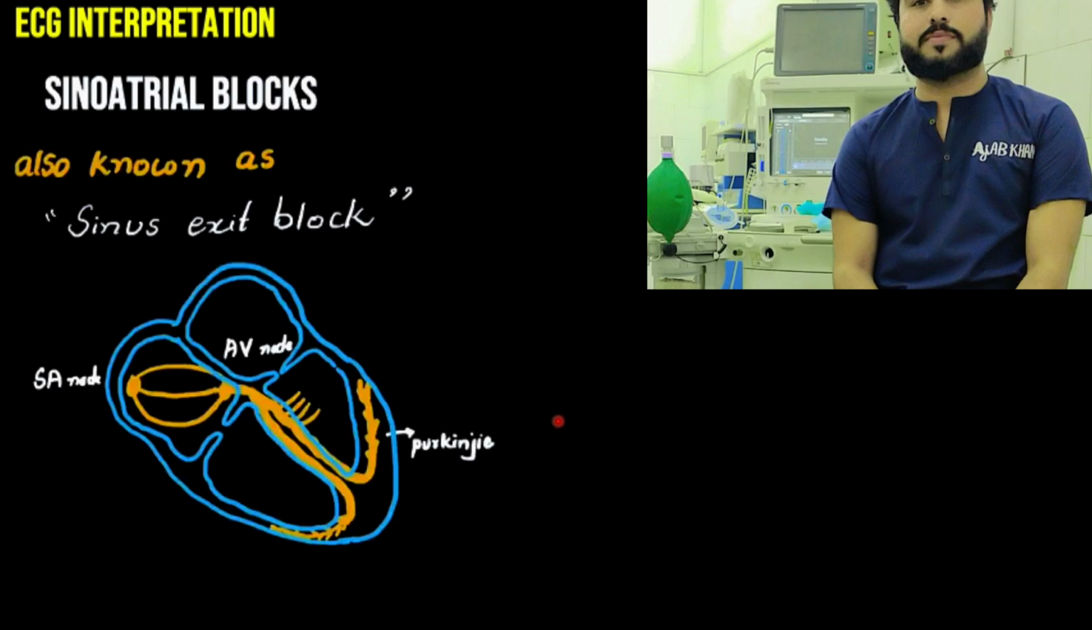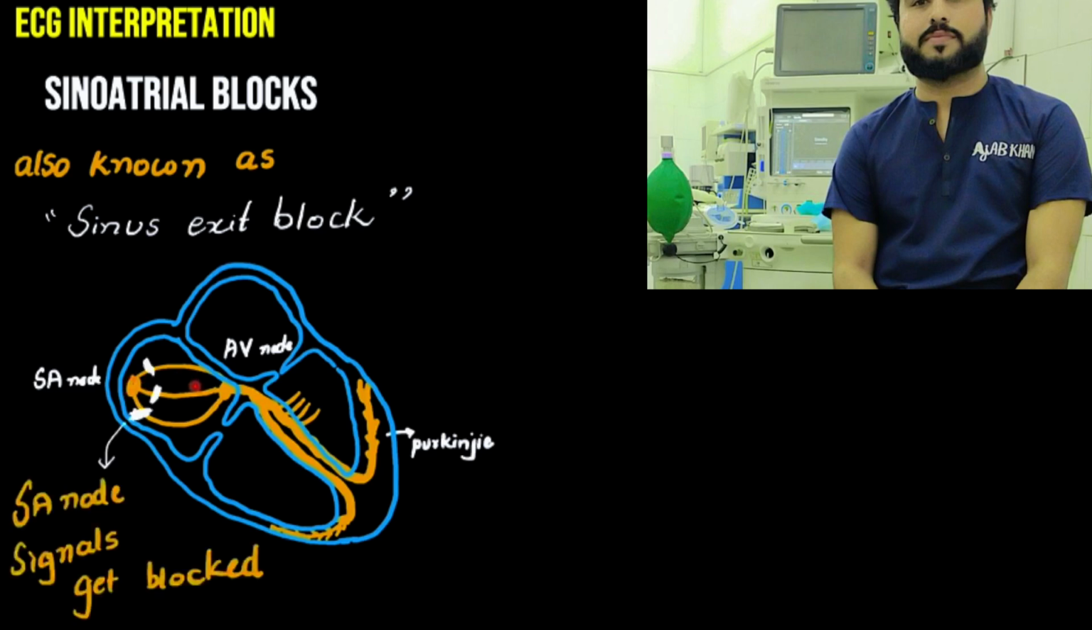What is sinoatrial block? Now, as I said, the SA node is running the electrical activity of the heart. SA node sends signals to the AV node, and AV node sends signals to the Purkinje fibers and bundle branches and causes contraction of the atria and ventricles. Now, what happens in sinoatrial block is that the SA node is actually generating the electrical activity, but that electrical activity cannot exit from the SA node. That exit of electrical activity from the SA node is blocked. Therefore, the electrical activity cannot travel from SA node to AV node and AV node to the Purkinje fibers.